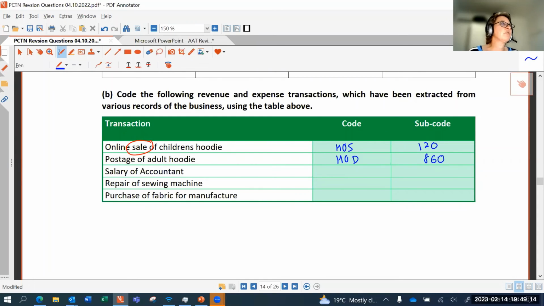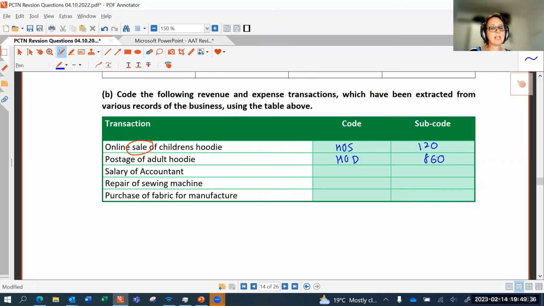It's all about whether we can trace it. So if I said to you, Zuzana, just as an example, I'm going to post a hoodie. Would I know how much that cost? Could I tell you specifically the cost of posting one hoodie? If the answer is yes, it's direct. If the answer is no, it's indirect.